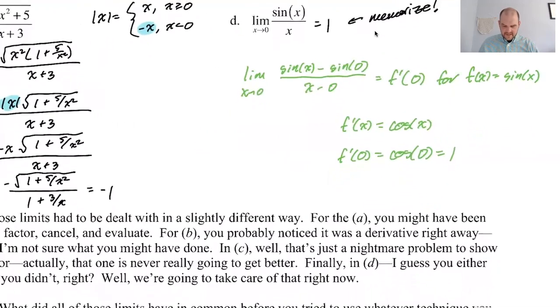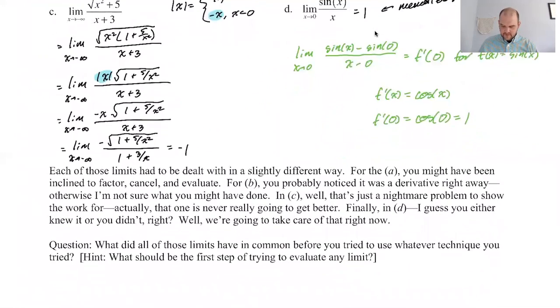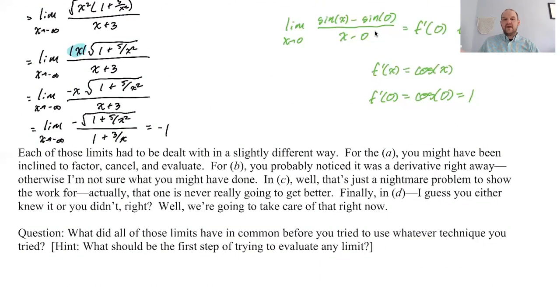All right, so each of these was slightly different. For part A, I had to factor or use synthetic division. For B, the definition of the derivative, that was pretty clear, I think. C is just never going to get better, and that's too bad. For part D, you either know it or you don't, or you're super clever. Or maybe you're a geometric master and you can come up with the geometric proof for that limit, which I can never really remember offhand, but I do know that the limit is 1.